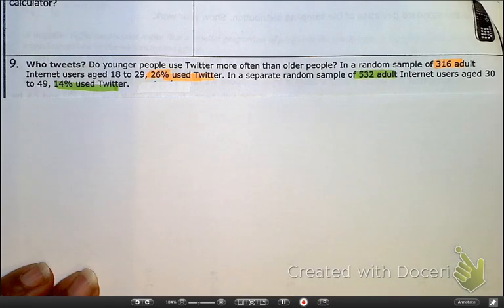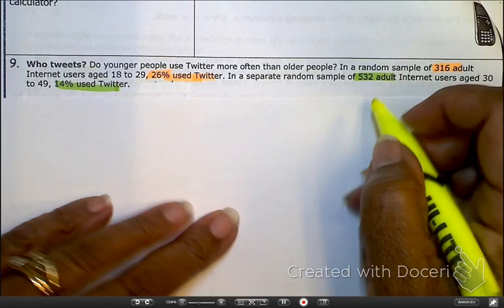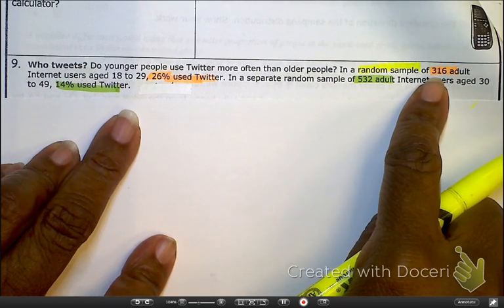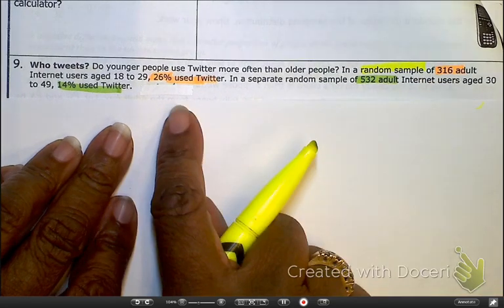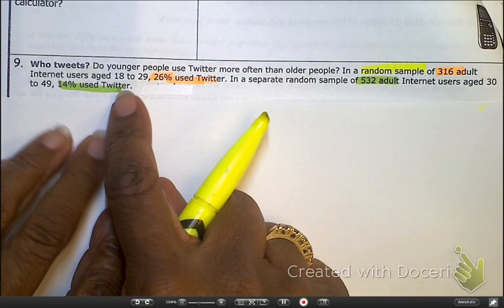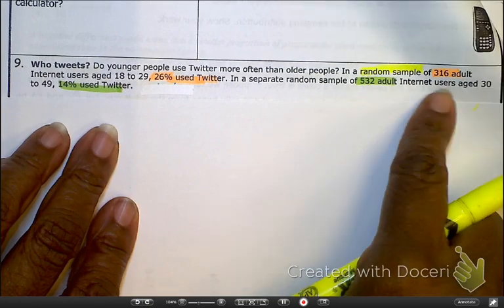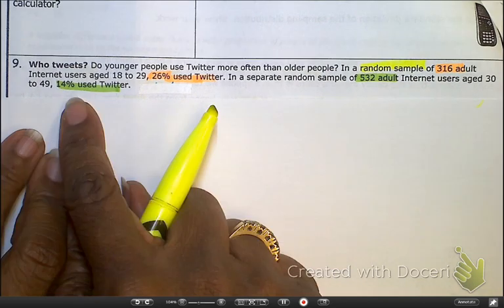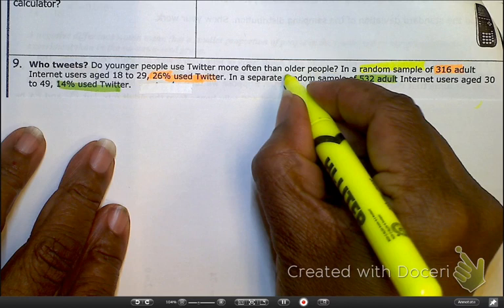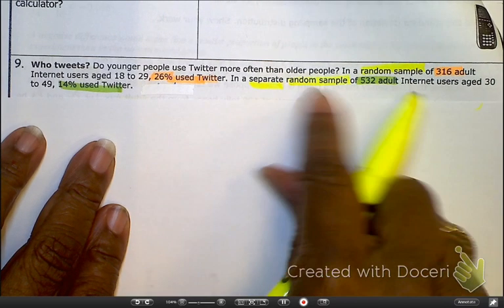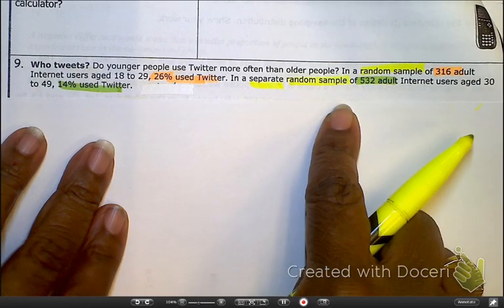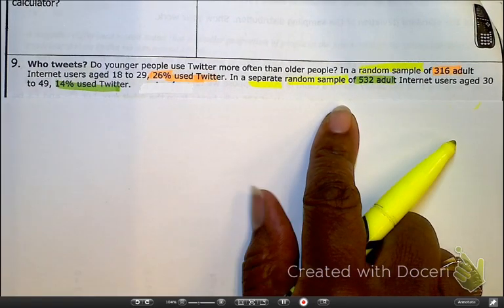And as you read it, you see we have a random sample of two different populations. So yes, we're talking about the big population of adults, but we're talking about subgroups here, 18 to 29, and another subgroup that is 30 to 49, and them using the internet and using Twitter. Both of them are separate random samples, and here we can see the number of people they had in each sample. So let's go on to part A.